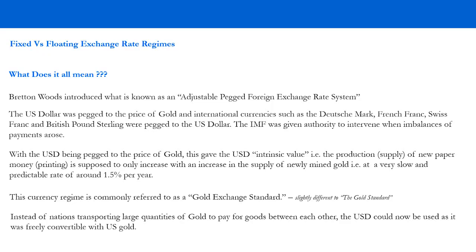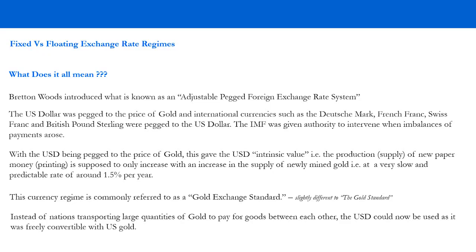This basically takes the responsibility of money printing out of the hands of central authorities. So if a 1.5% increase in the supply of gold occurs in one year, then the amount of notes in circulation, the amount of money, can increase by the same amount. And this currency regime is commonly referred to as a gold exchange standard.